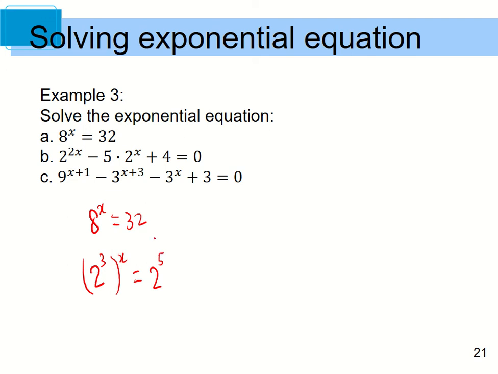So in this case we will have 2 to the power of 3x equals 2 to the power of 5. Since the bases are the same, by comparing the exponents we know that 3x is 5 and x is 5 over 3.